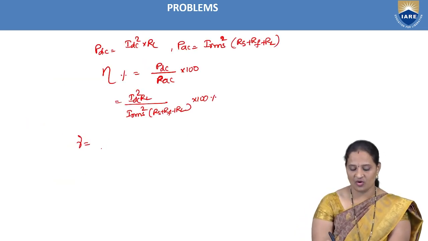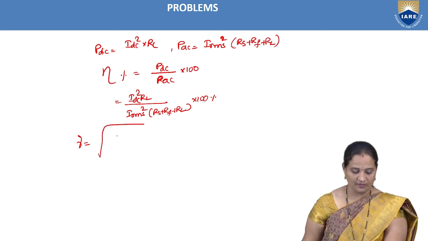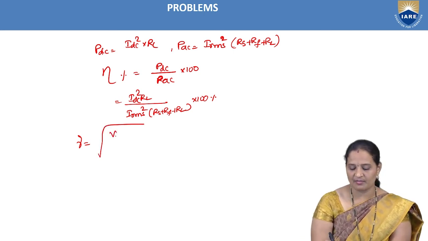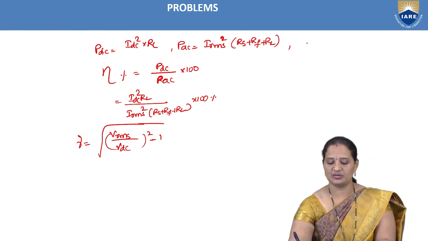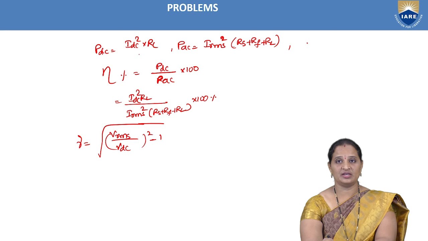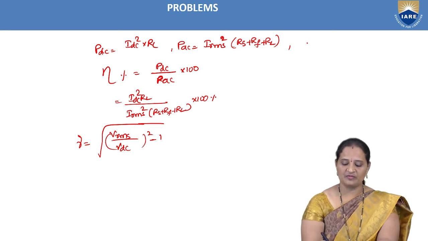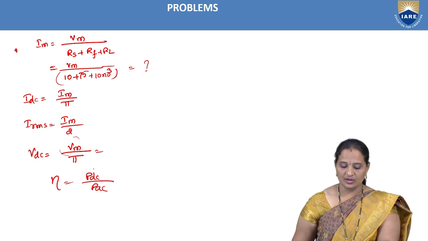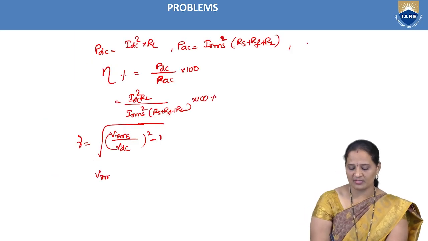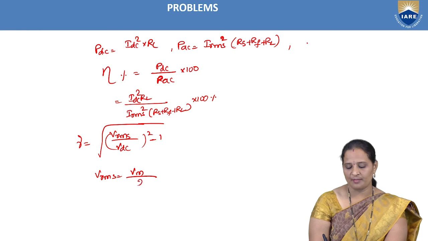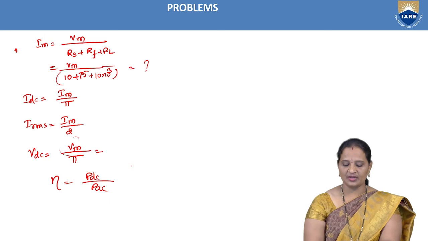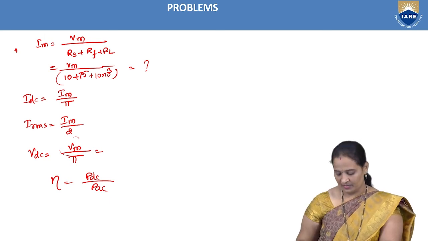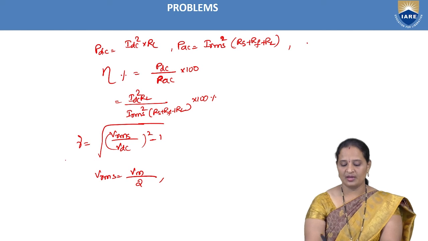As we know, the formula for ripple factor is Vrms by VDC whole square minus 1. Before doing this, we already know the IDC value and IRMS value. Before calculating the ripple factor, we need to calculate the VRMS value, that is equal to Vm by 2. And already we have calculated the DC output voltage, that is Vm by pi. Just substitute and find out the ripple factor.